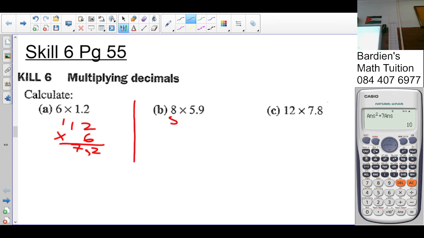Let's go to B. So there's going to be 59 times 8. 9 times 8 is 72. Carry 7. 5 times 8 plus 7 is 47. So how many digits after the comma? 1. So 47 comma 2. Understand? So instead of moving the comma and moving it back, just do this, it works.